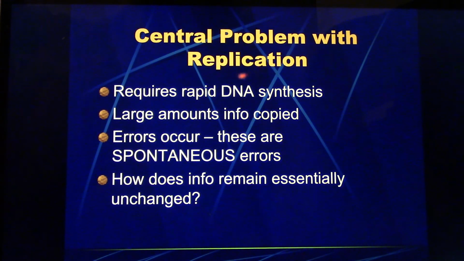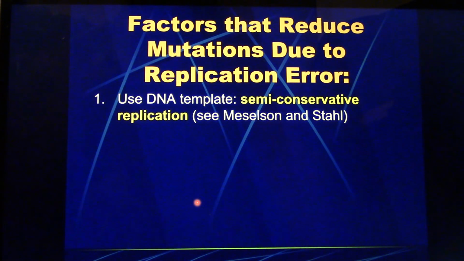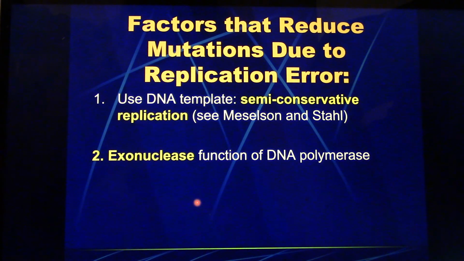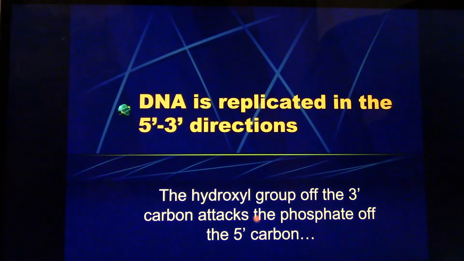The central problem with replication is that it requires rapid DNA synthesis. Large amounts of info are copied. Errors can happen spontaneously. So what do we do about that? How does it remain essentially unchanged? Well, factors that reduce errors are semi-conservative replication, then a function called exonuclease that we're about to talk about with DNA polymerase. And if any of these have failed, then we've got DNA repair mechanisms.